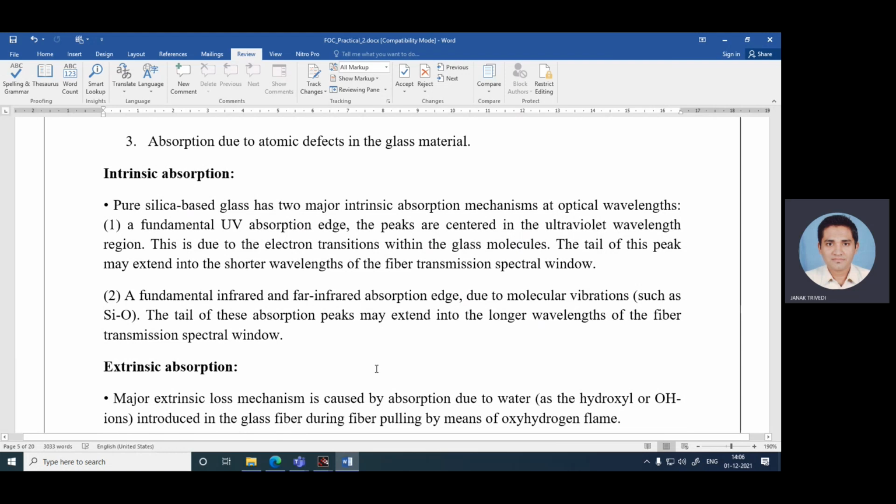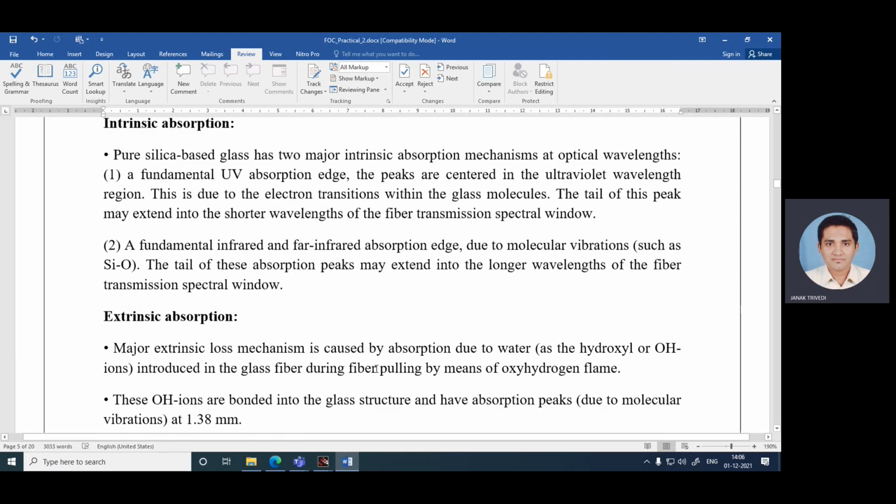Second, the fundamental infrared and far infrared absorption edge. Due to molecular vibrations such as Si-O, the tail of this absorption peak may extend into the longer wavelength of the fiber transmission spectral window.